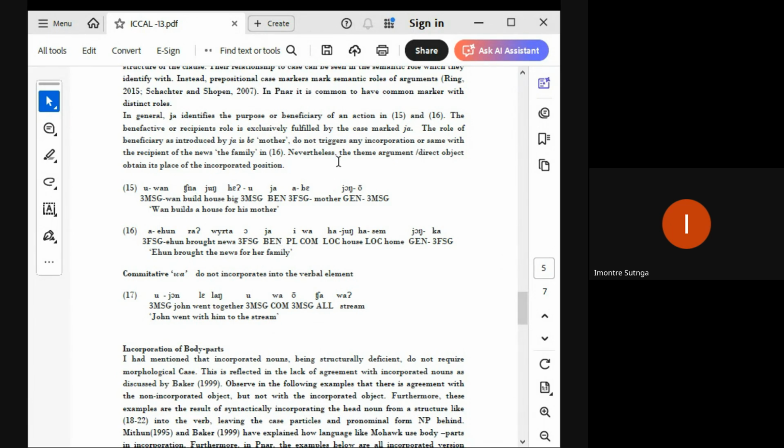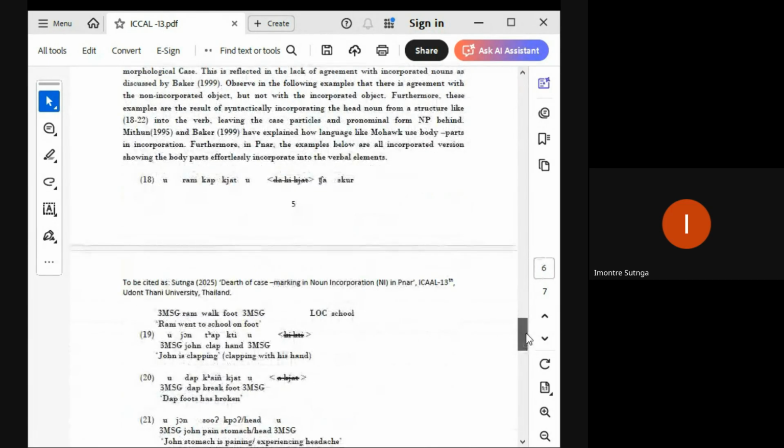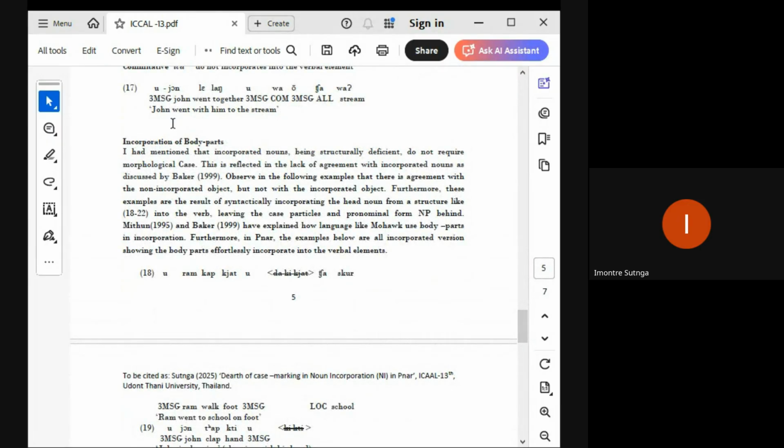However, the theme argument or the direct argument still obtains its position in the incorporated position, which is a verbal complex. So, incorporation of body parts. Body parts, as seen by many scholars, have been shown that in many languages body parts easily incorporate into the verbal complex.